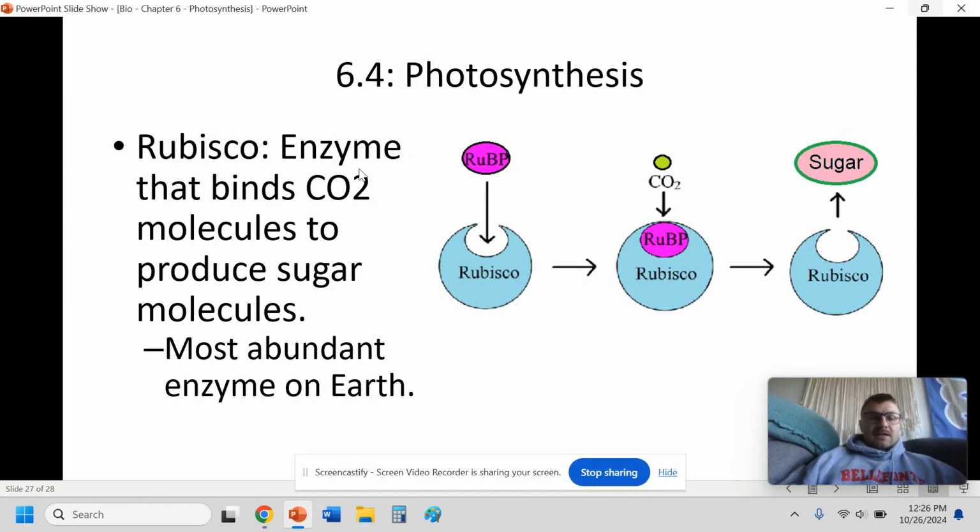Now, the main enzyme that's used here is called RuBisCO. RuBisCO, you can see here, is the enzyme. It's going to take a molecule called RuBP and bind it with CO2 to make sugar. Now, this is the most abundant enzyme on Earth because there are so many plants, and this is a kind of slow enzyme. It takes a while for this reaction to occur. So there's a lot of it in plants. So yeah, it's the most abundant enzyme on Earth. But I need you to know that this is the enzyme that takes CO2 and basically makes sugar.